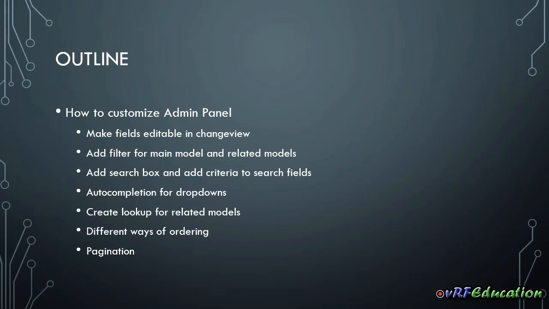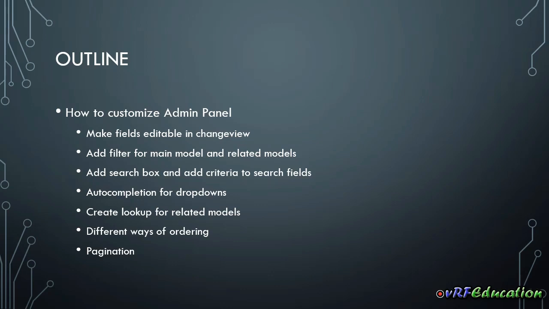In the previous session, we talked about the basic customization that we can apply to our models in the Django Admin Panel, and today we're going to extend it. So we're going to work with filters and also the search box, because most of the time we need to look for something specific in our models. And also we're going to learn how to make some fields editable in the change view of our admin panel.